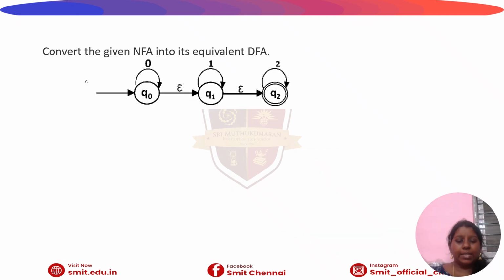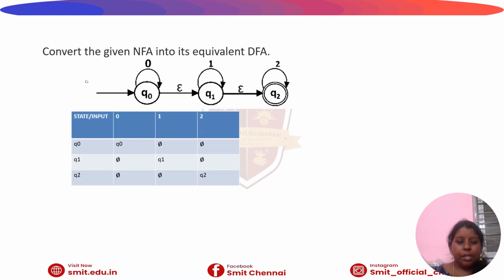Now we are going to see an example problem for NFA with epsilon to DFA. Here is our problem. Here we have the states Q0, Q1, Q2 and the inputs are 0, 1 and 2. Here we need to draw the transition table. For Q0, on 0, it goes to itself. For 1, it is empty and for 2, it's empty. And for Q1, for 0 input, it's empty. For 1, it goes to itself and for 2, it's empty. And Q2 for 0, it's empty and for 1, it's empty and for 2, it goes to itself.